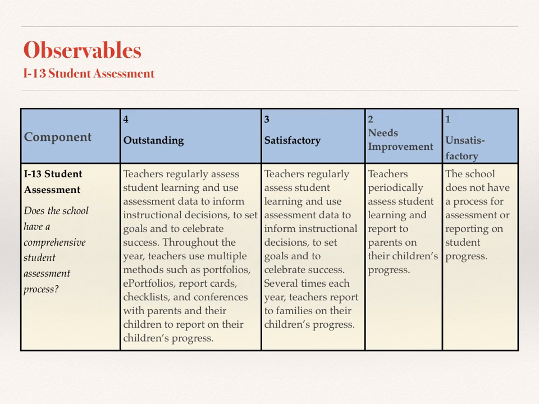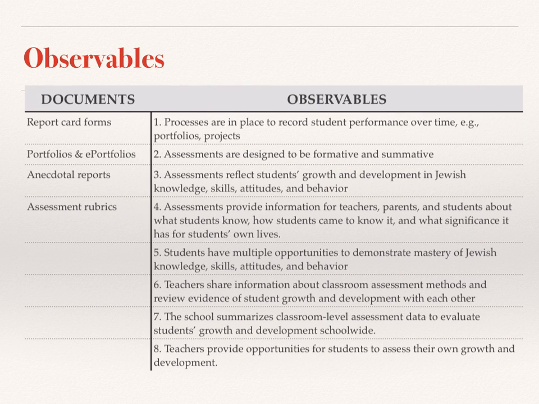To help assessors think about what they might look at or consider when scoring a component, the JSASIP provides observables. And to provide an example of them, let's look at component I13, student assessment. The question for this component is, does the school have a comprehensive assessment process? Here are some observables which may be helpful when deciding how to score this rubric.